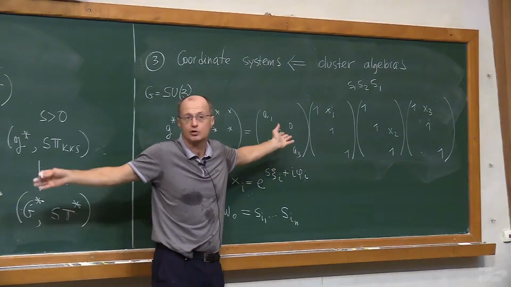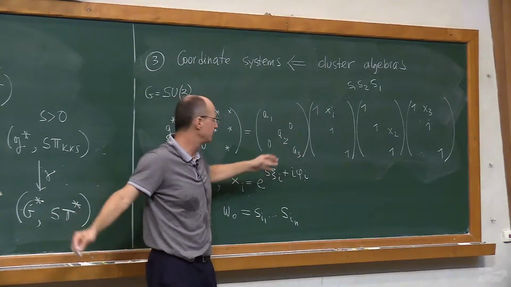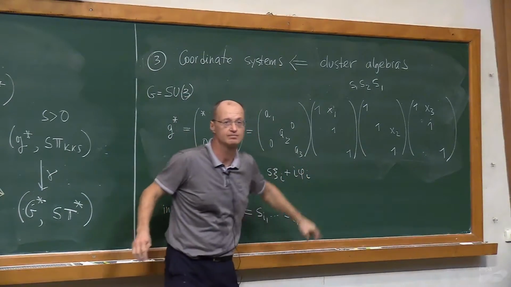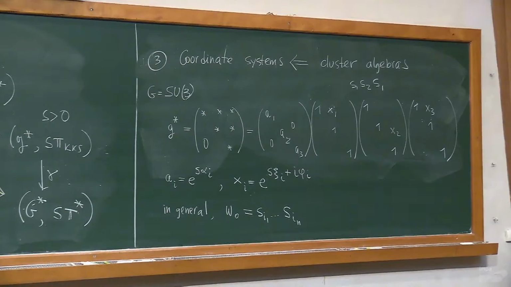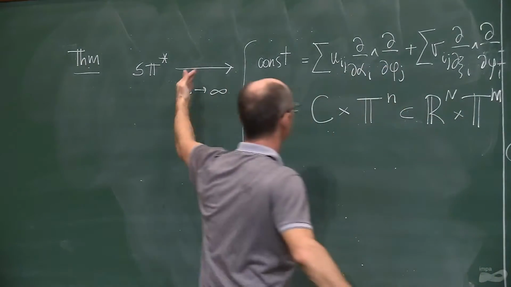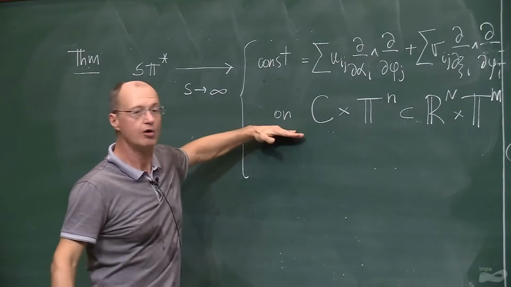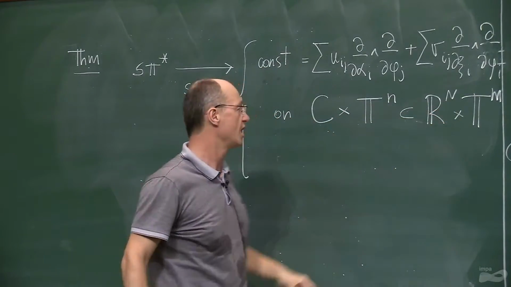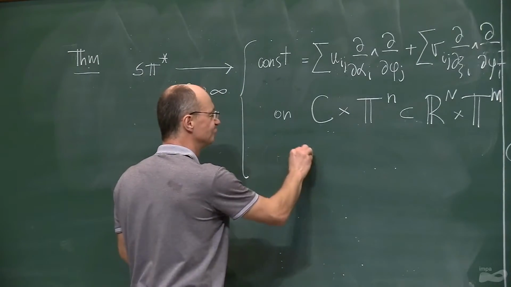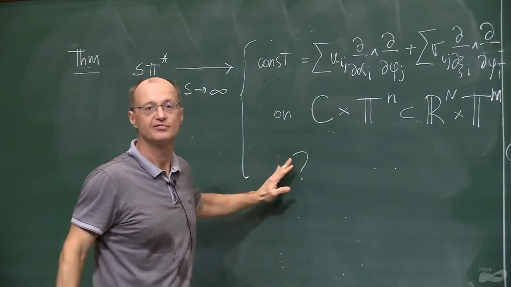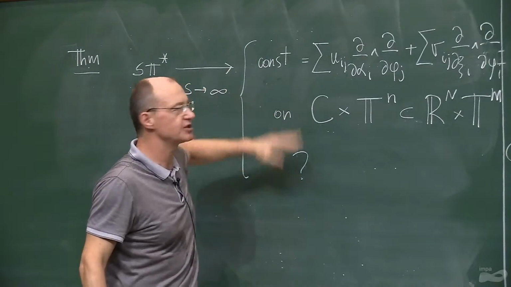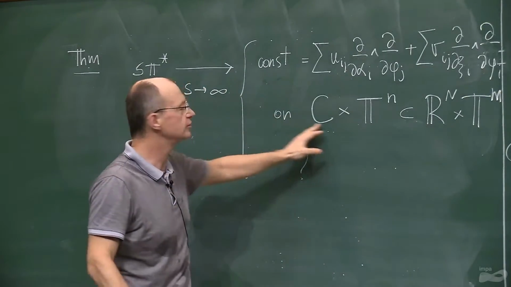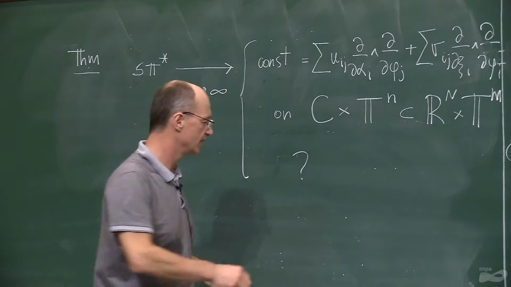So they belong a priori to our capital N. And then we have a somewhat smaller number of angles. In fact, this limit exists, and it looks so nice only on the product of a cone and a torus. And outside, we'll say a bit more about it, but it probably just doesn't make sense. It diverges when s goes to infinity. Nothing good happens outside that region.